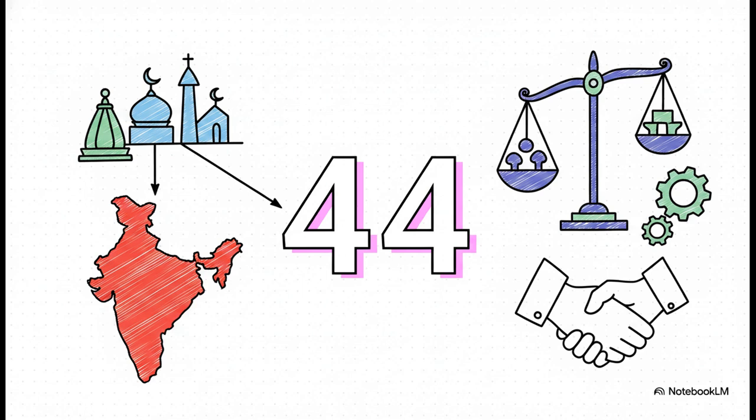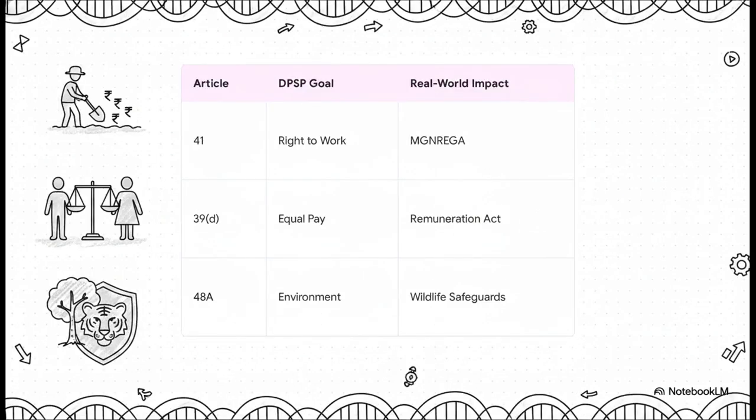The idea here is to replace all the various religion-based personal laws with one common set of rules for things like marriage, divorce, and succession, really pushing for nationwide equality. Now, what's really interesting about this is seeing how these seemingly abstract constitutional concepts translated into massive, real-world impact. Take Article 41, which calls for the right to work. That's the literal constitutional foundation for huge programs like MGNREGA, which guarantees rural employment, and the National Social Assistance Program.